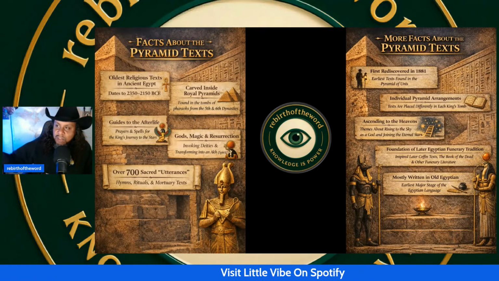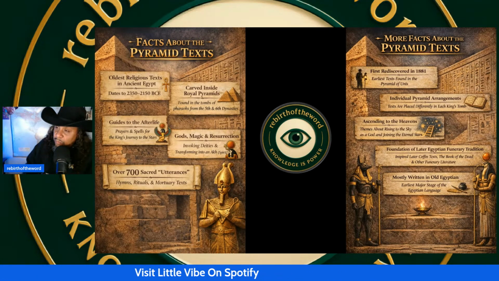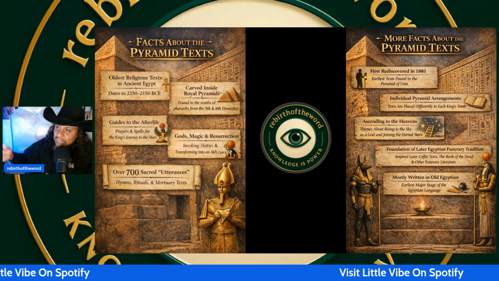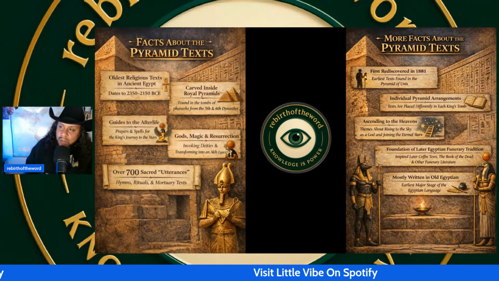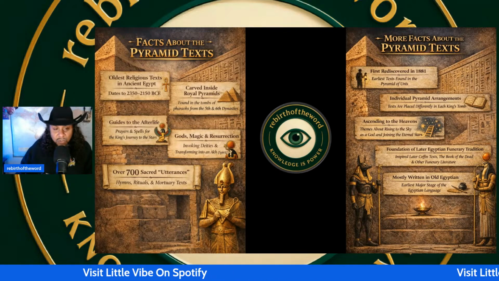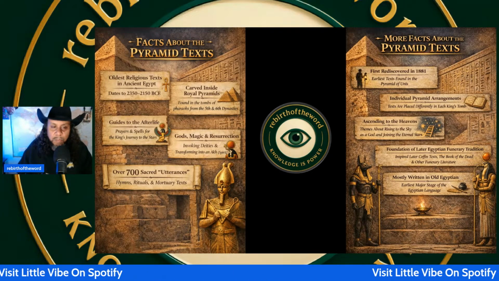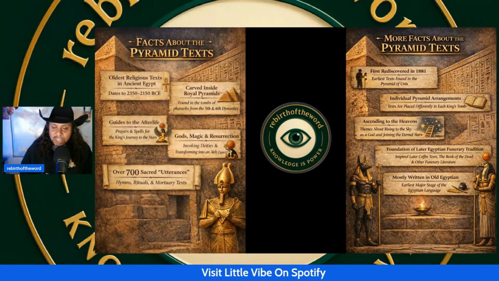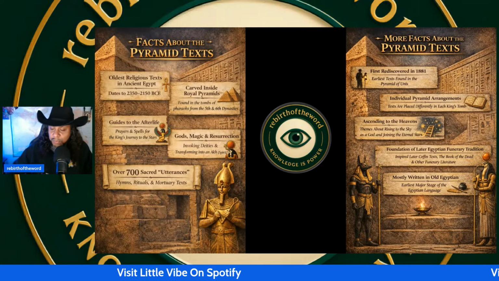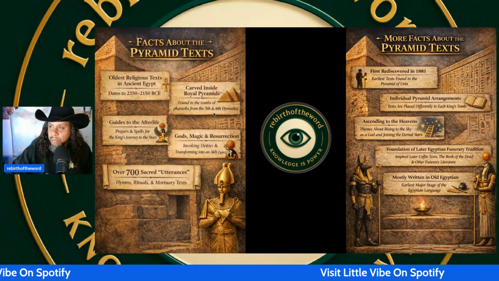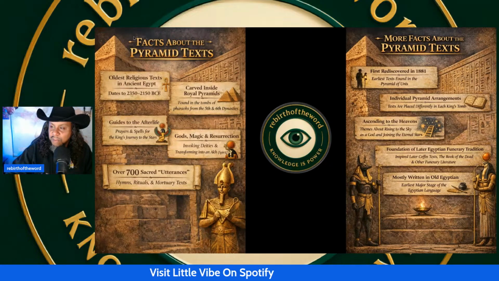So some facts about the pyramid text that I found from this book and other sources is that it's the oldest religious text in ancient Egypt, and it dates to around 2350 BC to 2150 BC. Now, that's interesting to me because I talk about the Sumerians a lot. And one of the sources that I like to use is the Electronic Text Corpus of Sumerian Literature. Most people know that I have brought that up so many times that it's almost exhausting, because that's one of my favorite sources.